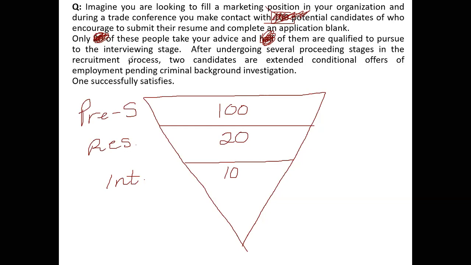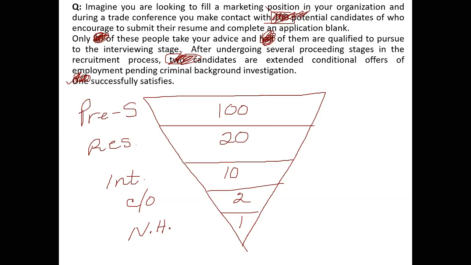Yada, yada, yada, I read, stages, stages, stages. 2 candidates got conditional offers. I'll put here CO for conditional offer. Get rid of that, I don't want to see it. Criminal background check, this, that, or the other. 1 successfully satisfied. So 1 is my NH, my new hire. That's this particular scenario's story.